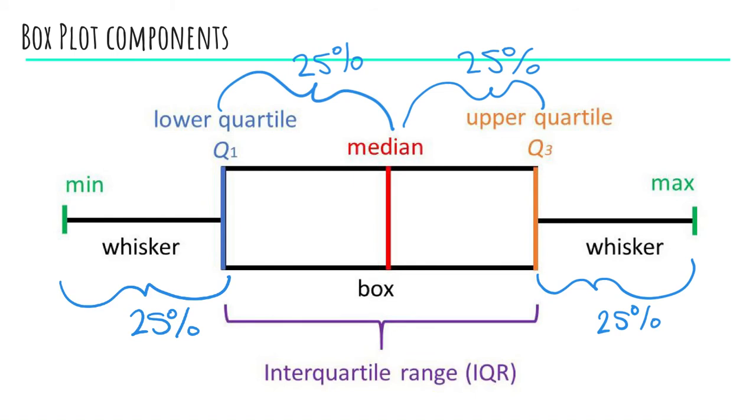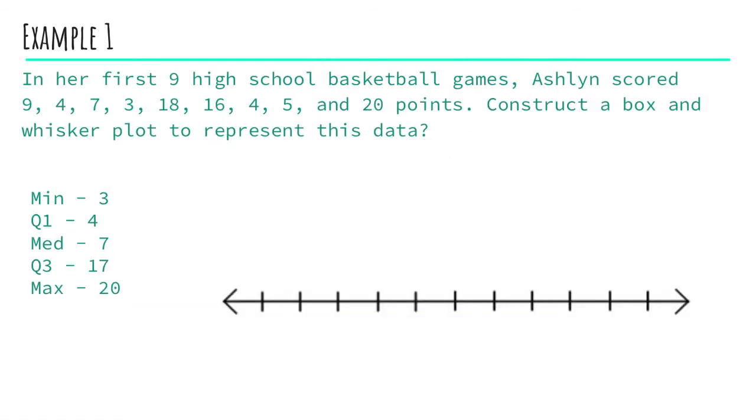The range of this box plot goes from the minimum to the maximum. And the interquartile range goes from Q1 to Q3. All right, so let's look at an example of how to create one.